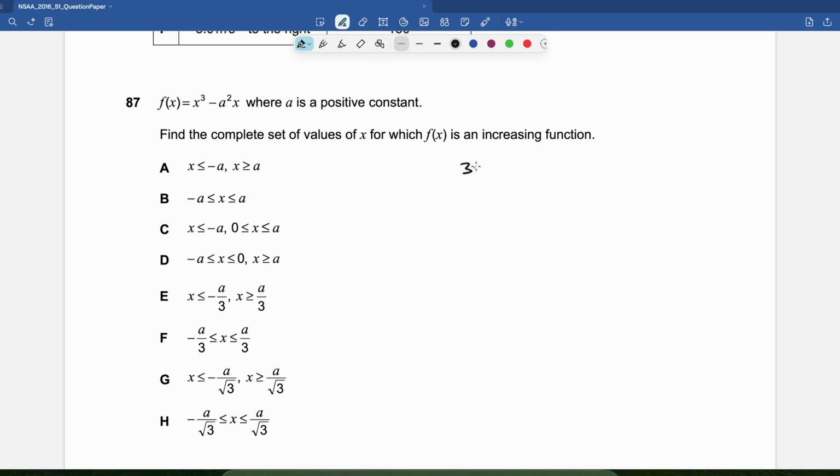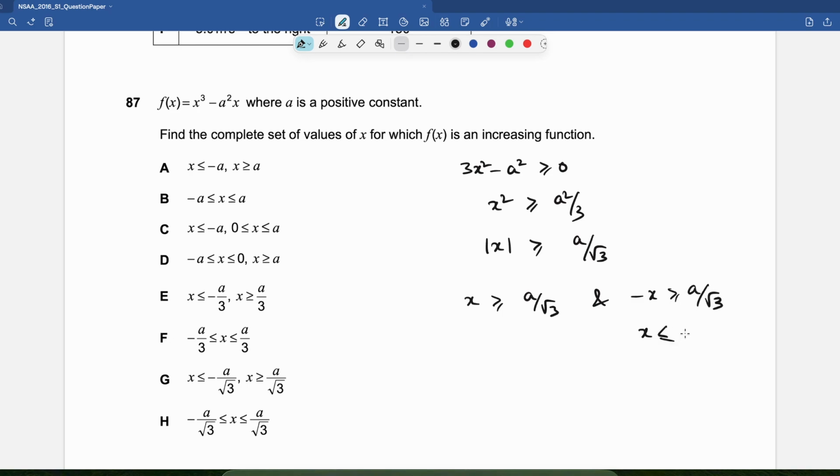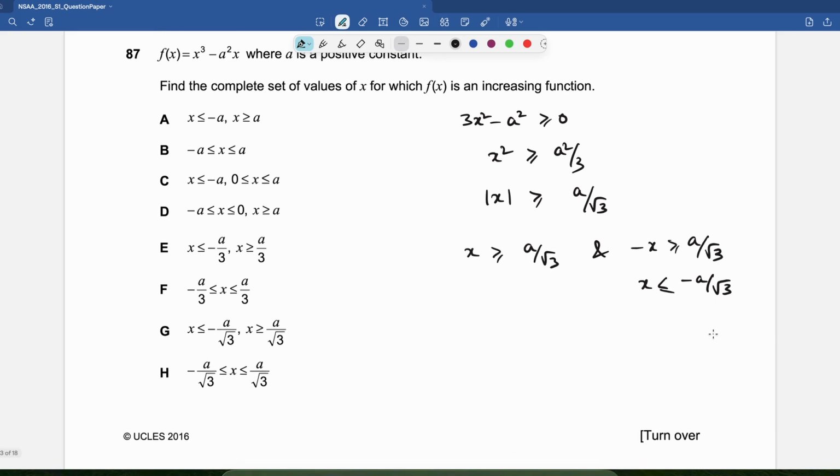So what is f dash x? 3x square minus a square greater than or equal to 0. So this would give me x square greater than or equal to a square upon 3. This gives me mod x greater than or equal to a by root 3. This gives me x greater than or equal to a by root 3 and minus x greater than or equal to a by root 3, which is x less than or equal to minus a by root 3 as well. So x less than or equal to minus a by root 3, or x greater than or equal to a by root 3. This option is G, right answer is G.